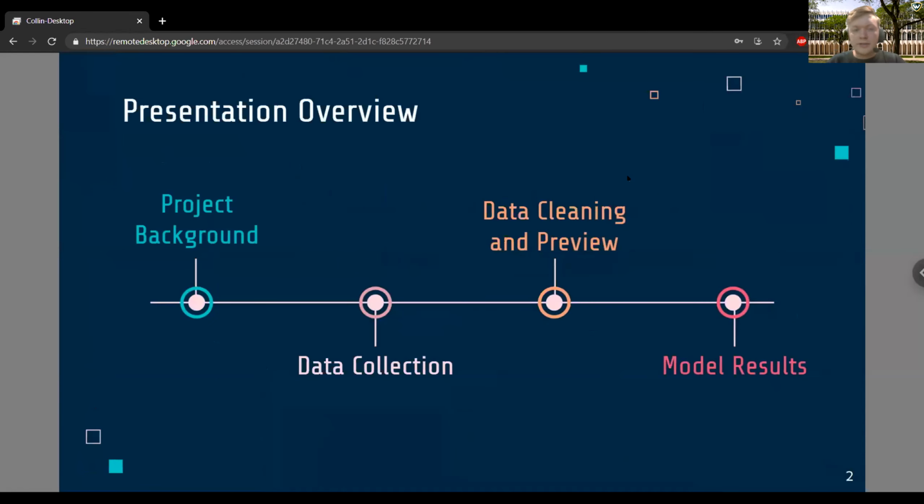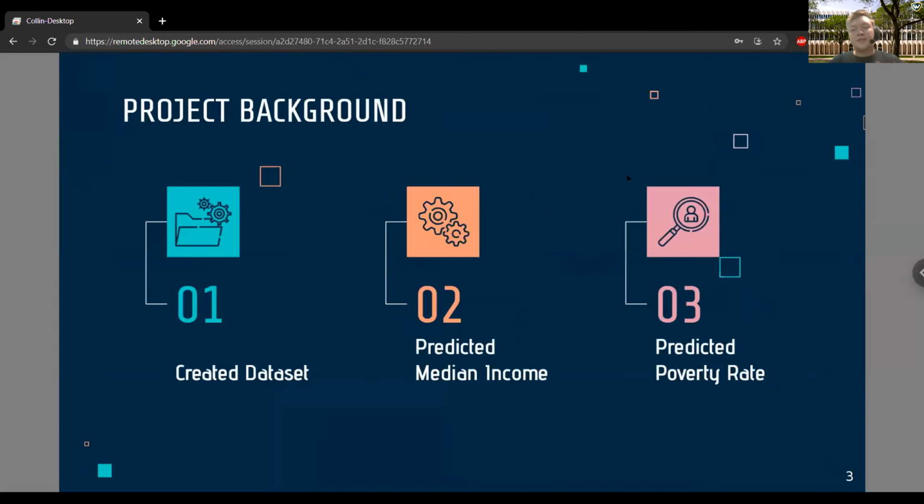So first, a quick timeline of the presentation here. We'll start with the background of the project, then we'll dive into the data collection that I did, the data cleaning and preview, and then finally we'll look at the models and the results. So first off, the background.